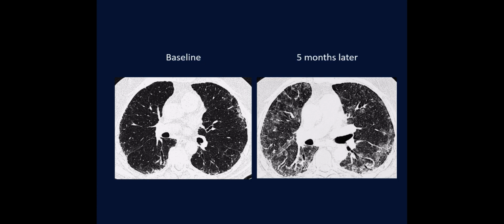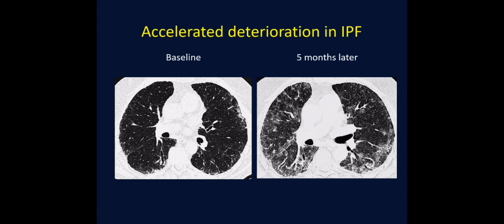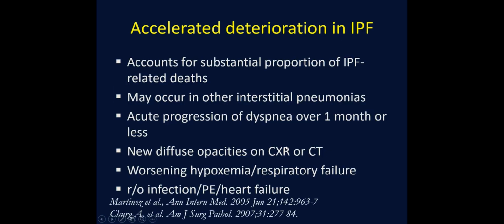What do you think of in this case? Well, this is an entity that's called accelerated deterioration or acute exacerbation of IPF. Important to be aware of because the radiologist has a primary role in making this diagnosis. It accounts for a substantial proportion of IPF-related deaths. It may occur in other interstitial pneumonias, characterized by acute progression of dyspnea over 1 month or less, with new diffuse ground glass abnormality on chest X-ray or CT.